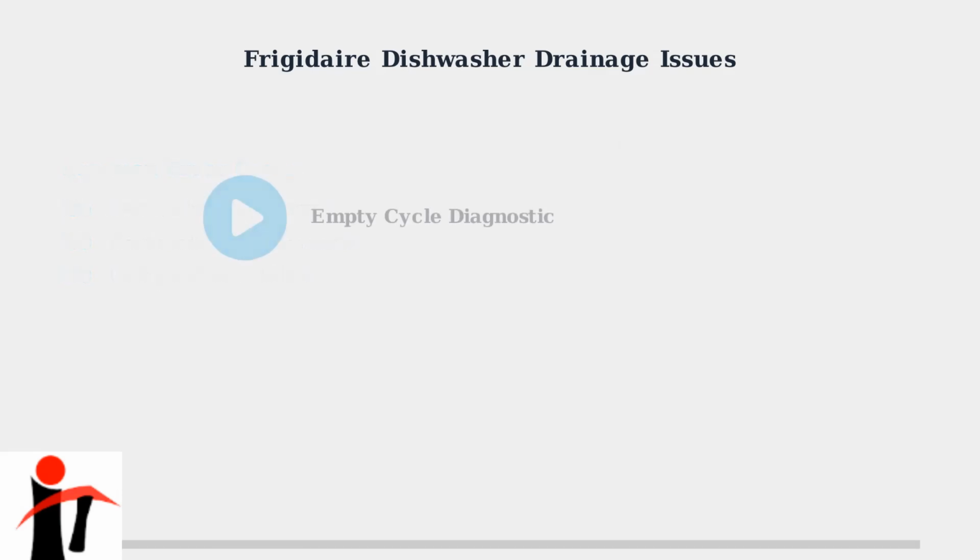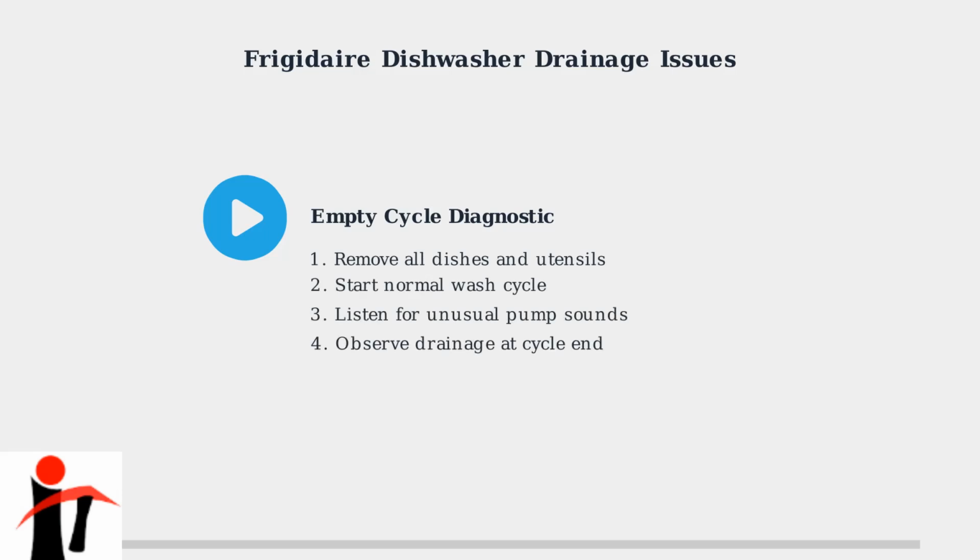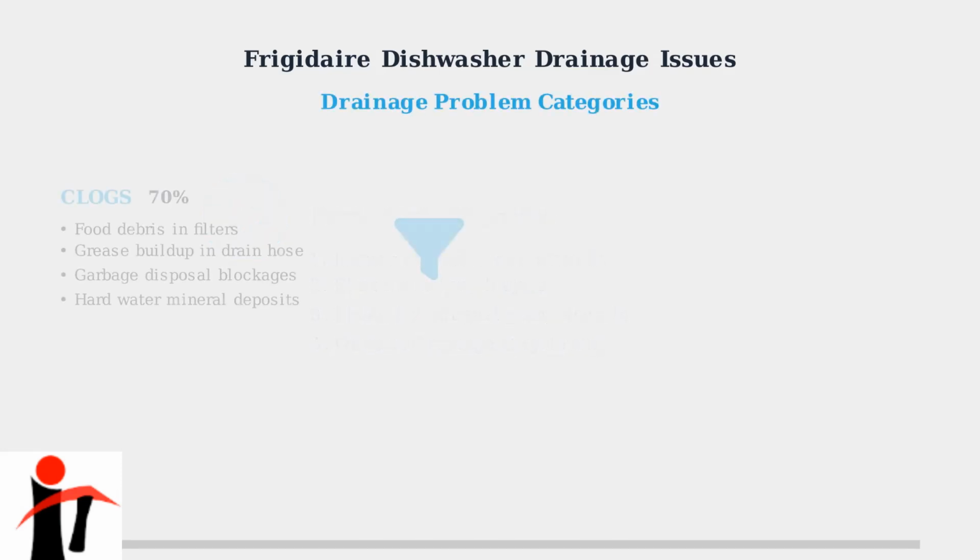Before diving into repairs, run an empty wash cycle to observe the drainage timing and behavior. This diagnostic step helps isolate whether the problem occurs during the wash or drain phase. Drainage problems fall into three main categories.